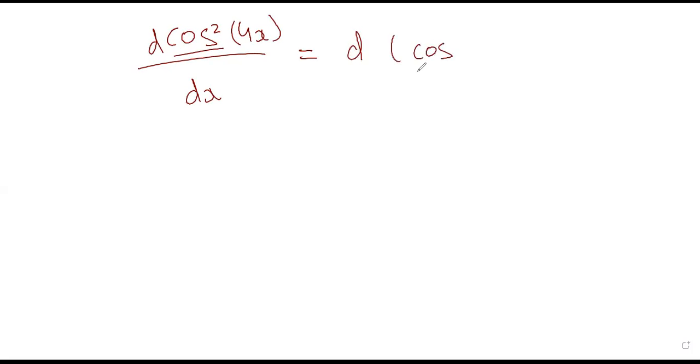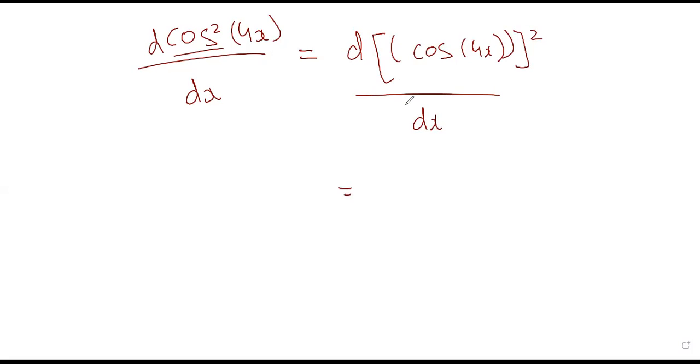First, rewrite the question. d by dx of cos 4x whole square. This square can be written like this, divided by dx. Is it clear?